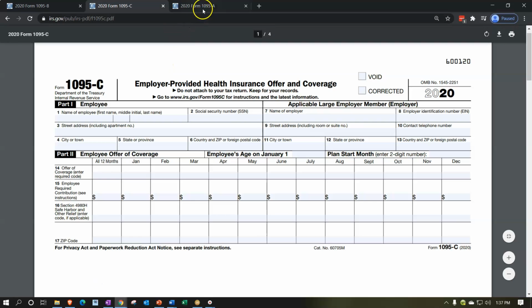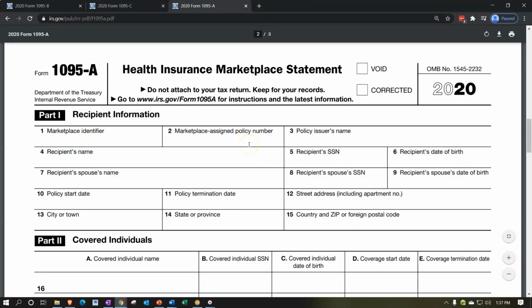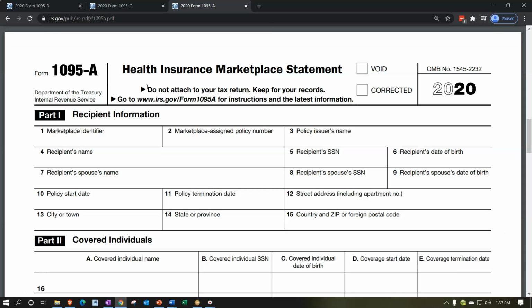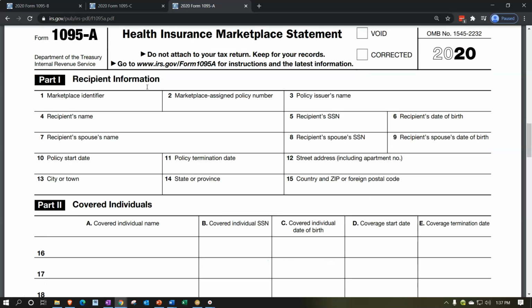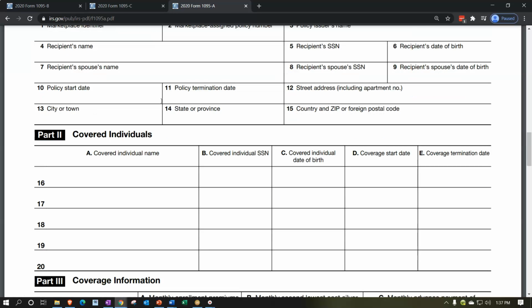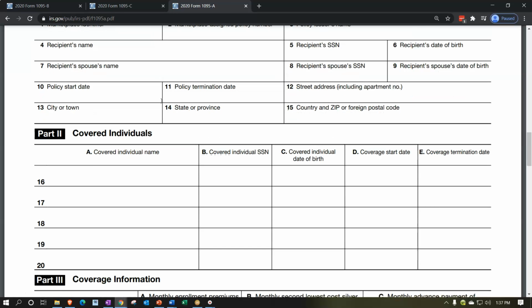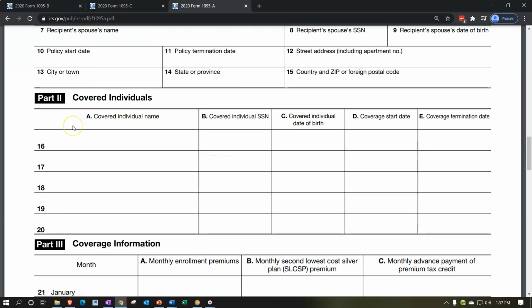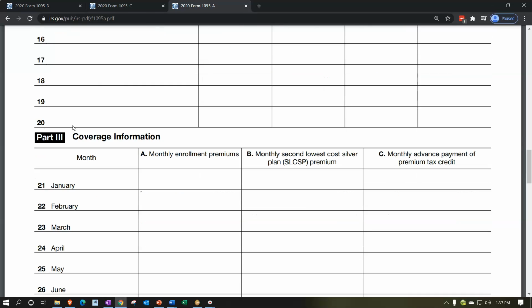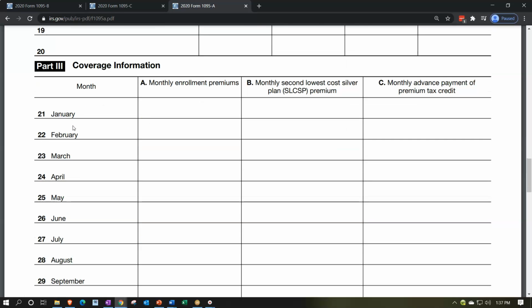But with this one, now we're going to go over to the 1095-A. This is the one where they signed up for the coverage in order to get the benefit, of course, of the reduction of the premium, which is nice, but it's kind of complicated. So this one is going to tell us the information related to the benefits that could have been received. In Part II, we have the covered individuals. And in Part III, this is where we have the information. They could give it on a monthly basis.